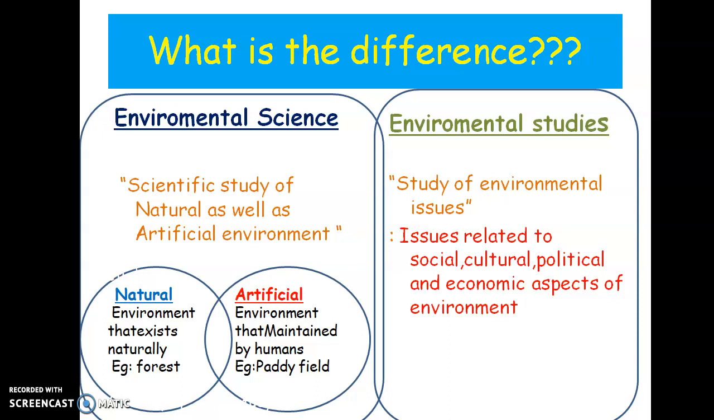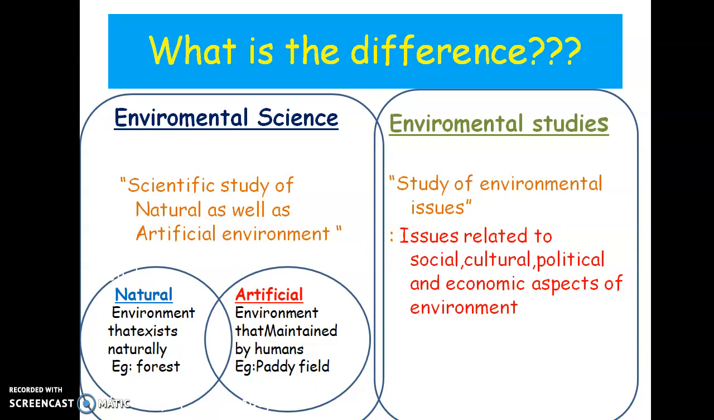What is the difference between environmental science and environmental studies? Environmental science is the study of the natural as well as artificial environment of an organism. What does it mean by natural and artificial environment? As the name indicates, the environment that exists naturally on our earth is called the natural environment. For example, a forest is a natural environment.